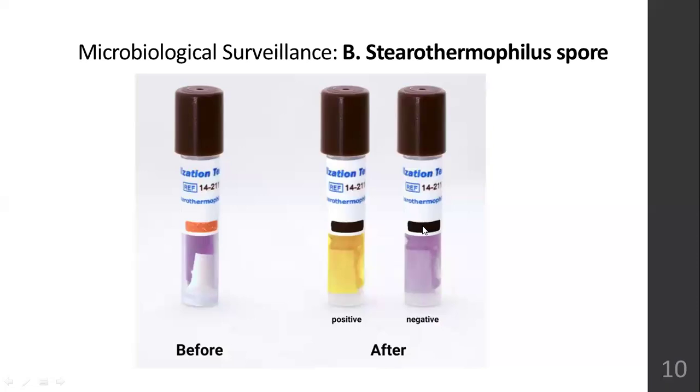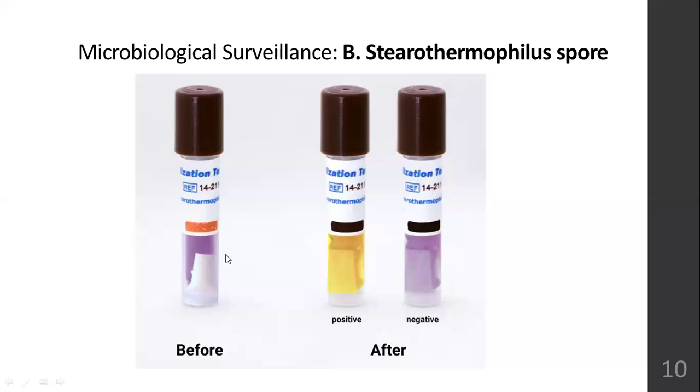This is an example of microbiological surveillance. Bacillus stearothermophilus spore, which is a bacteria, is used. When you autoclave the articles, these vials are also put in. Once you remove the tray from the autoclave and check these vials, the color should completely turn from light purple-violet to yellow, which means the sterilization was successful. This is a positive result.